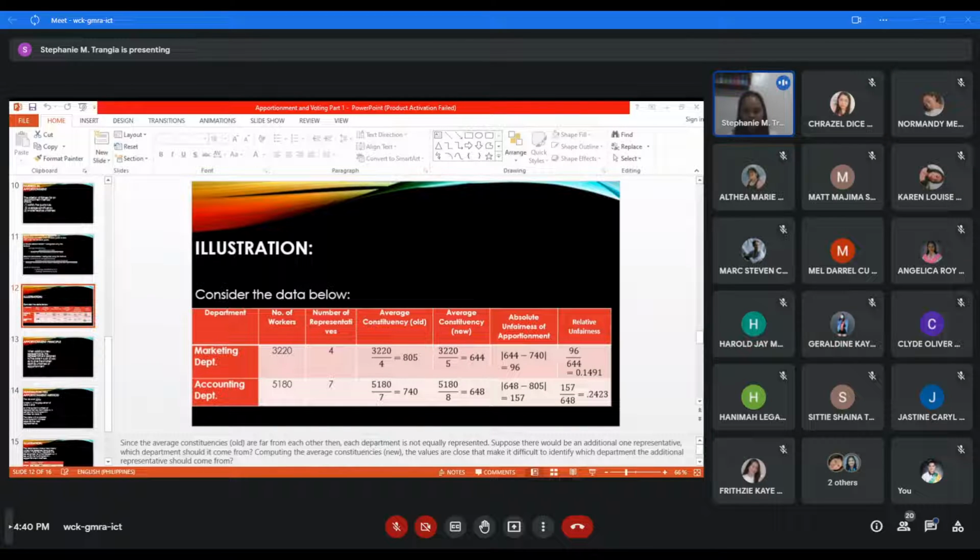Okay, yes, Mehos. Matt, Mehos? Ay, yes, ma'am, the marketing department. Okay, thank you. So, ingani lang ni siya, ingani lang pagka-solve actually. So, using apportionment principle, no?